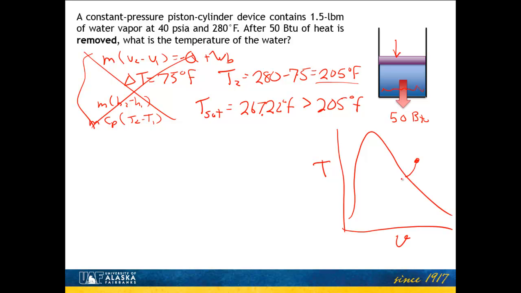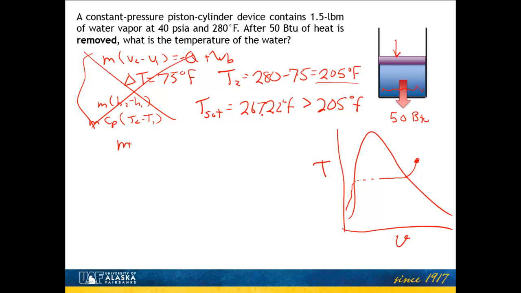At some point, I'm going to hit the saturation curve, and I'm going to start moving straight across. And in fact, if I keep removing heat, I'll end up becoming a saturated liquid, and then eventually the temperature would drop. So what I want to do now, if I want to figure out my temperature, is I realize I can't use ideal gas law. I'm going to start going back and looking at my tables here.